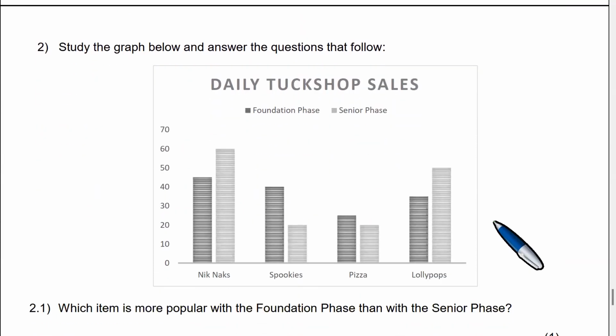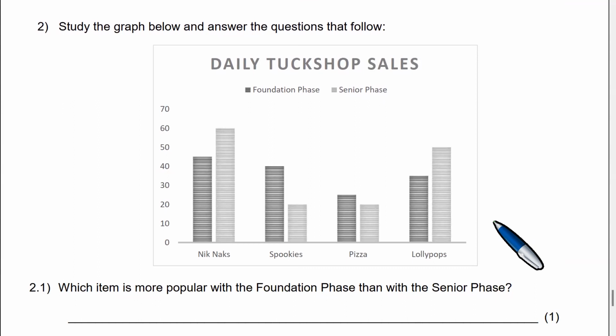Study the graph below and answer the questions that follow. Which item is more popular with the foundation phase than with the senior phase? Because with the foundation phase and the senior phase, you can see that the foundation phase is here at between 40 and 50. There is also the senior phase at 60, and then here you have the foundation phase at 40, and so on.